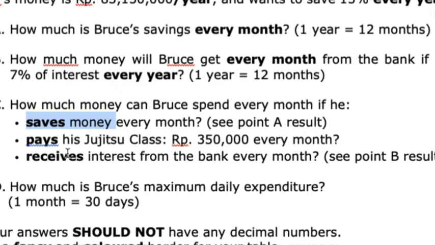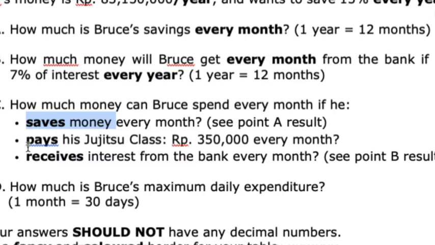But don't forget, he also receives interest. You must understand that saving money will reduce the money he has in his pocket, though it is not lost. Don't forget, it is not lost. It is kept in the bank. But still, he has to take out that money from his pocket and put it into the bank, right? In this case here, he has to take out his money to pay, to give it to his teacher in jiu-jitsu class.